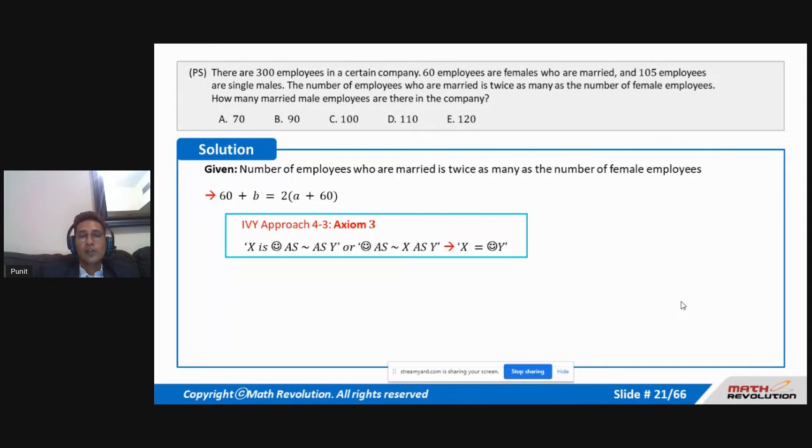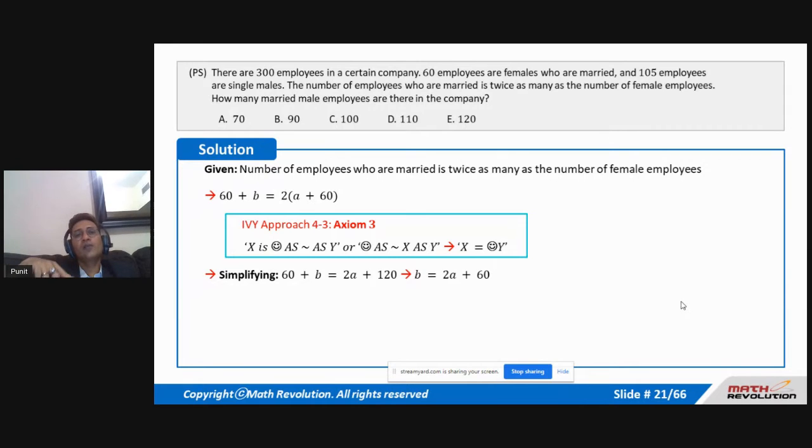So this is one of the most important axioms that we are applying here. 60 plus B, the number of employees who are married, is twice as many. That becomes something, so that something is twice. So A equals 2 times the number of female employees, which were A plus 60. So X is something as Y, or X equals that something times Y.